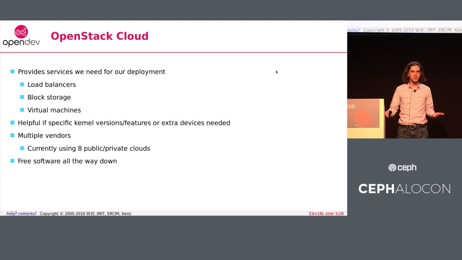OpenStack provides a number of services that we're going to be able to use. They're going to plug right into Kubernetes. We're going to be able to use load balancers, block storage, and virtual machines all transparently behind the scenes here. And finally, this stack is free software all the way down. From the services that we run on top of it, through Kubernetes, through OpenStack, to the underlying cloud provider, it's free software all the way. So it gives us a nice, warm, fuzzy feeling as far as being part of the community goes.